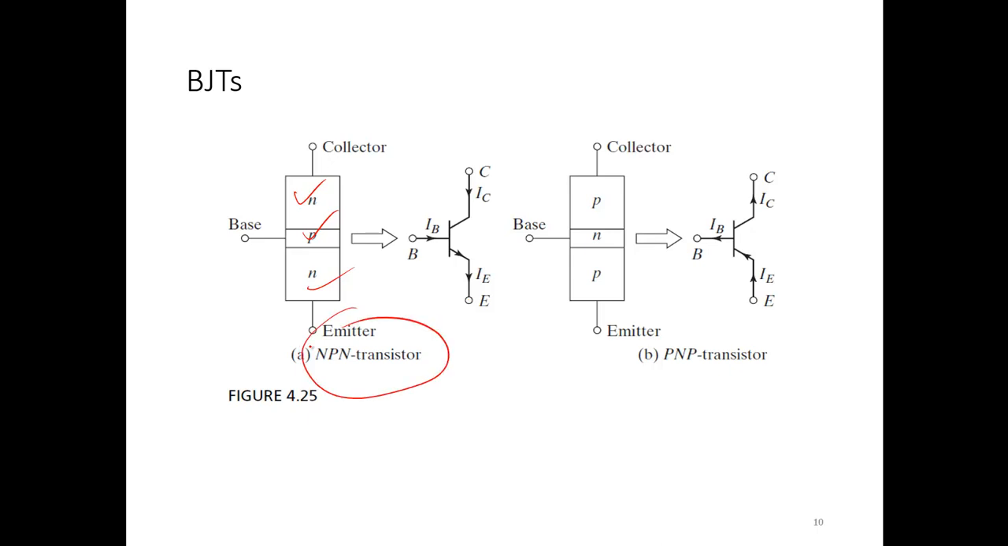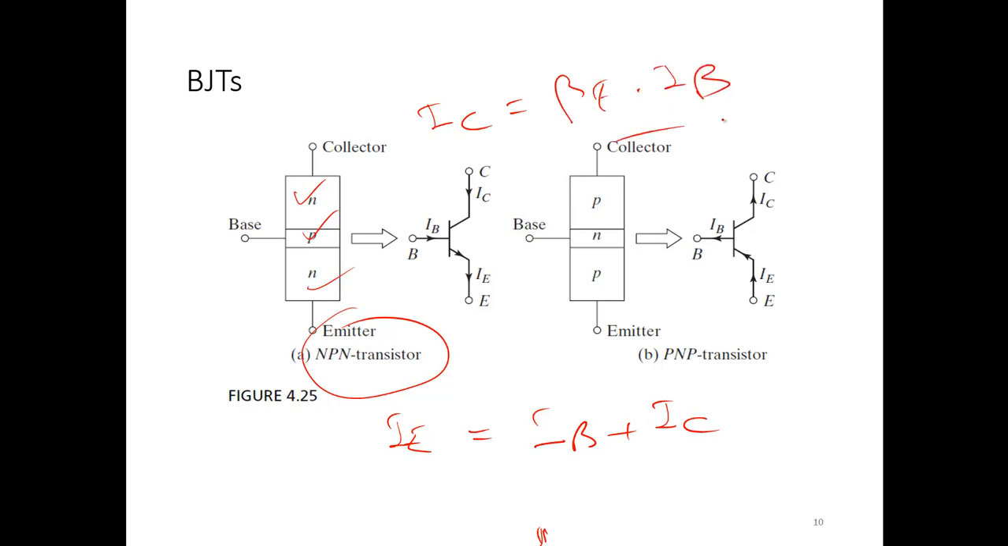Often maybe PNP, but it's basically what is important. The emitter current is equal to the base current plus the collector current. That's very important to know. This is the important relationship. Another relationship is the beta: the collector current depends on beta times the IB. These are some of the basic ones. It's very important to know the relationship.